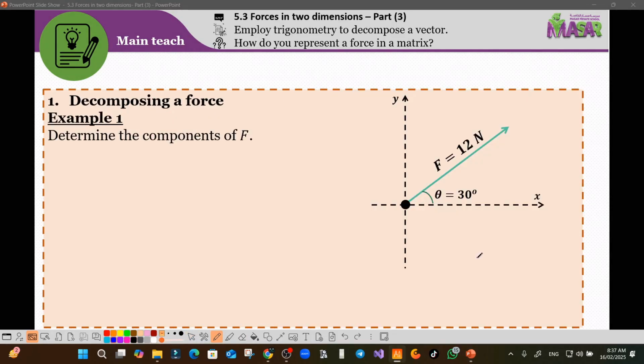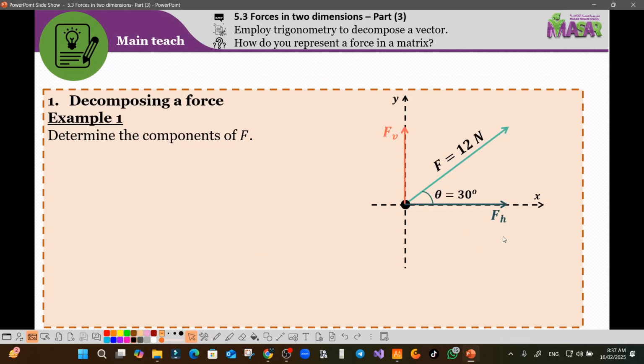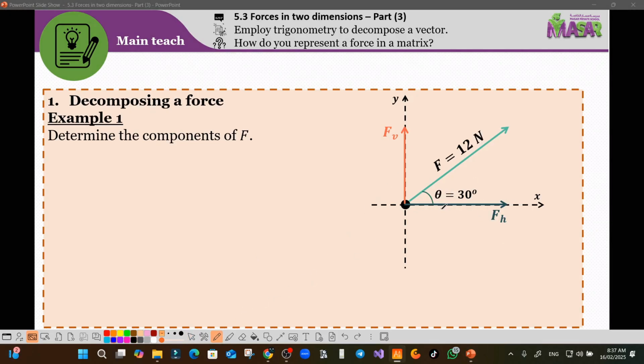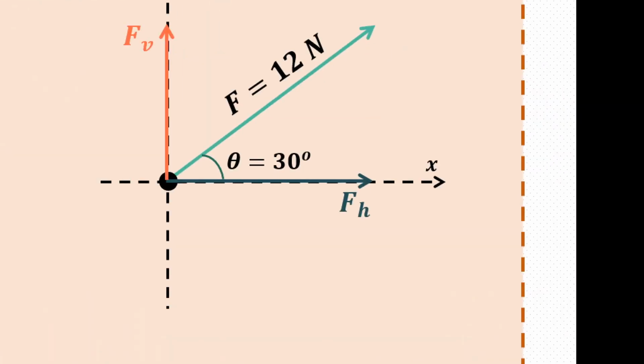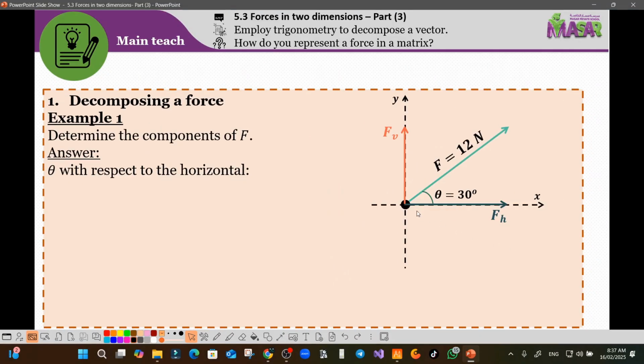Now, example one: determine the components of F. So we have force F and the measured angle is 30 degrees. Now we know that the components are FH and FV, rightward and upward. First, we need to determine the type of the angle. The type of the angle here in this case is with respect to the horizontal, as we can see here, the angle between the force and the x-axis. So this is with respect to the horizontal, or x type.